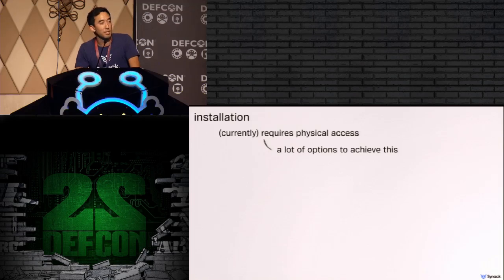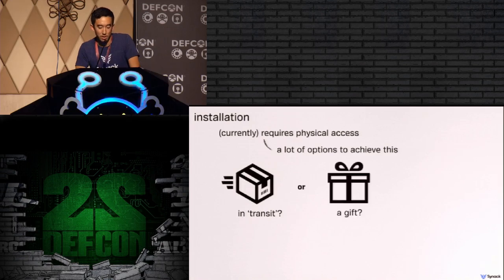So in a real world scenario, how do we install our malicious software? Currently we don't have remote code execution, but there's a lot of options. We could intercept the package in transit. We could maybe gift a DropCam to somebody that's already been implanted. Or we could break and enter and modify it in the house.